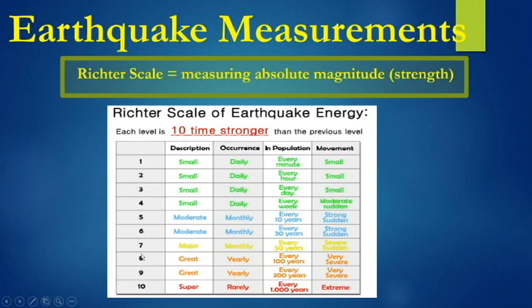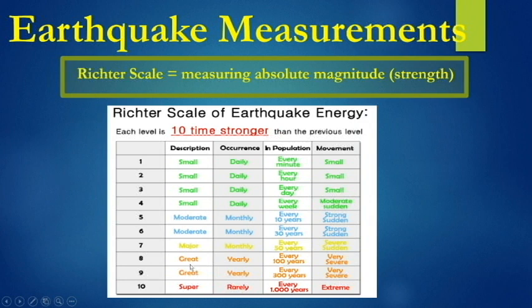A 6 to an 8 is jumping by 100. Or a 6 to a 9. 9s are very rare. That's going up by 1,000 times. Again, every jump is 10. So you can also see here how often they occur. So magnitude 1s are occurring essentially all the time, every minute of every day, and we can't feel them. They're just way too small. Magnitude 4s, same thing. They're every day. Okay. Once you get into the really, really powerful ones, they really don't happen very often at all.